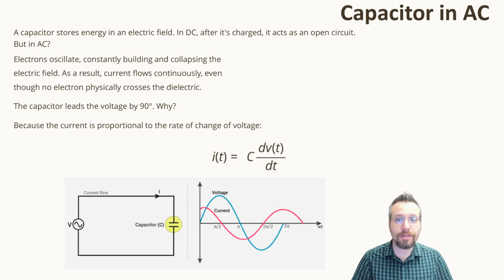Let's understand those reactions. A capacitor stores energy in an electric field. In DC, after it's charged, it acts as an open circuit. But how does it work in AC? Electrons oscillate, constantly building and collapsing the electric field. As a result, current flows continuously even though no electron physically crosses the dielectric. The capacitor current leads the voltage by 90 degrees. Why? Because the current is proportional to the rate of change of voltage. In mathematical language, current at any time is equal to C times dV over dt. A sinusoidal voltage leads to a cosine-like current, hence the phase shift.